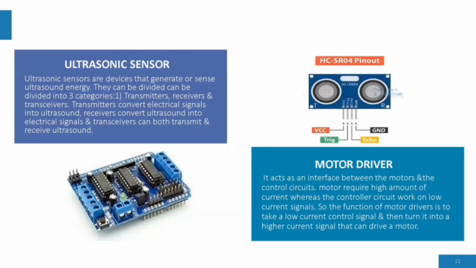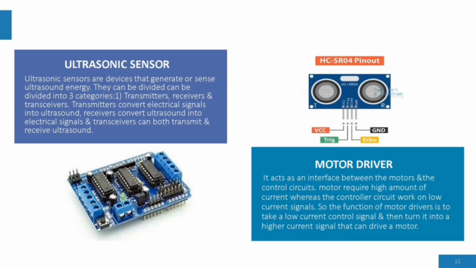Ultrasonic sensor, one of the most important parts of the project, which basically helps in detecting the obstacle or the hurdle. Ultrasonic sensors are the devices that generate or sense ultrasound energy. They can be divided into three categories. First, transmitters, receivers, and transceivers. Transmitters convert electrical signals into ultrasound. Receivers receive this ultrasound signal and convert them into electric signals, and transceivers can both transmit and receive ultrasound signals.